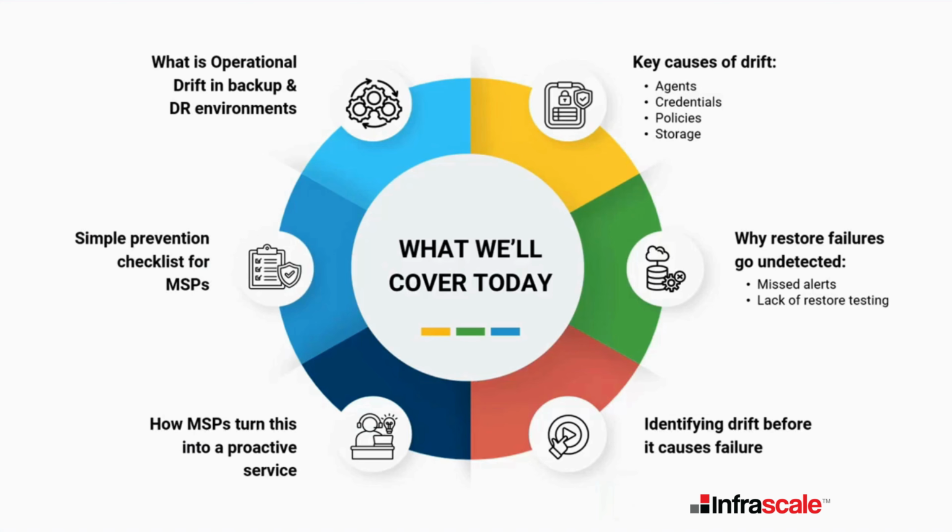So let me quickly walk you through what we will cover today. First, we will talk about something called operational drift, basically how backup and DR environments slowly change over time without anyone noticing. Things like agents breaking, credentials expiring, or policies getting tweaked. The problem is these issues usually go undetected, alerts get missed, and in many cases, restores aren't tested often enough. So everything looks fine until it is not.